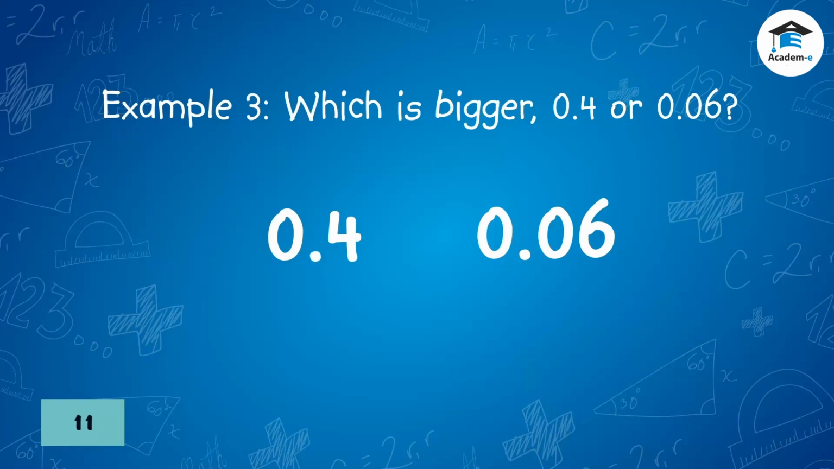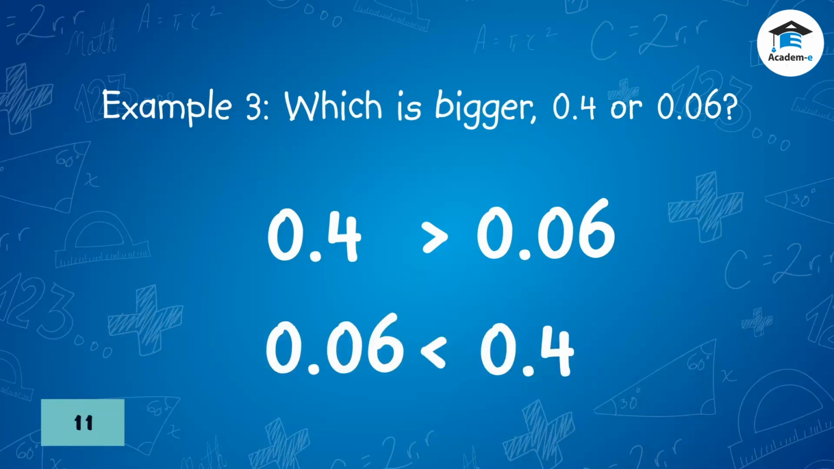For our third example, let's find out which is bigger between 0.4 and 0.06. Compare the tenths digits of the given numbers. Since 4 is greater than 0, then 0.4 is greater than 0.06. We can say that 0.4 is greater than 0.06 or 0.06 is less than 0.4.